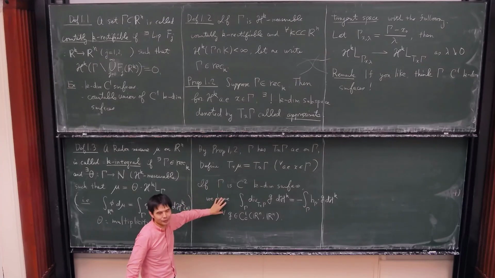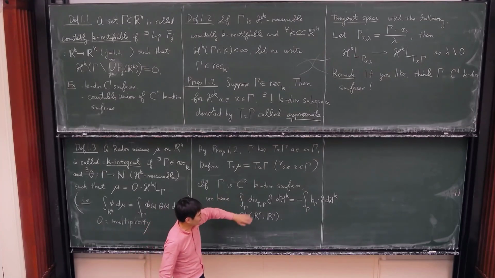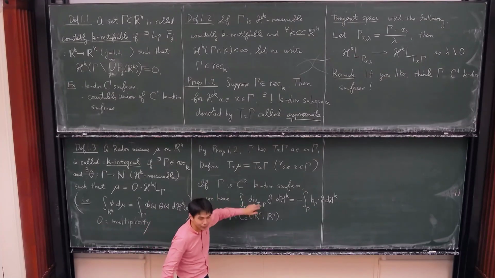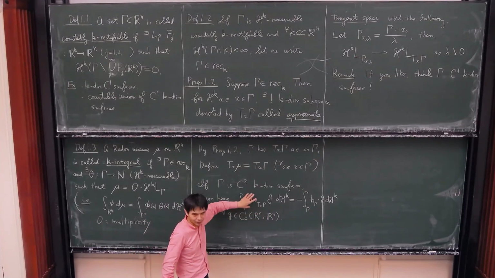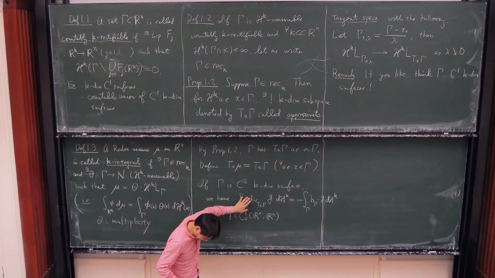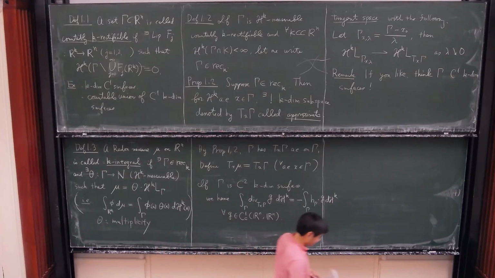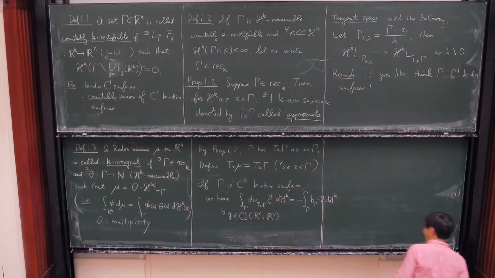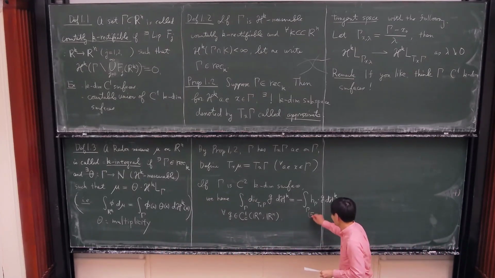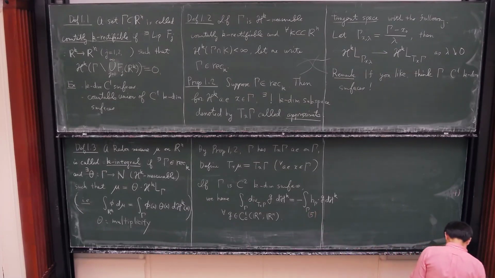For smooth surfaces this is true. This divergence is the divergence restricted to this surface. I take this as known. I will use this formula quite often, so let me label it number 5.